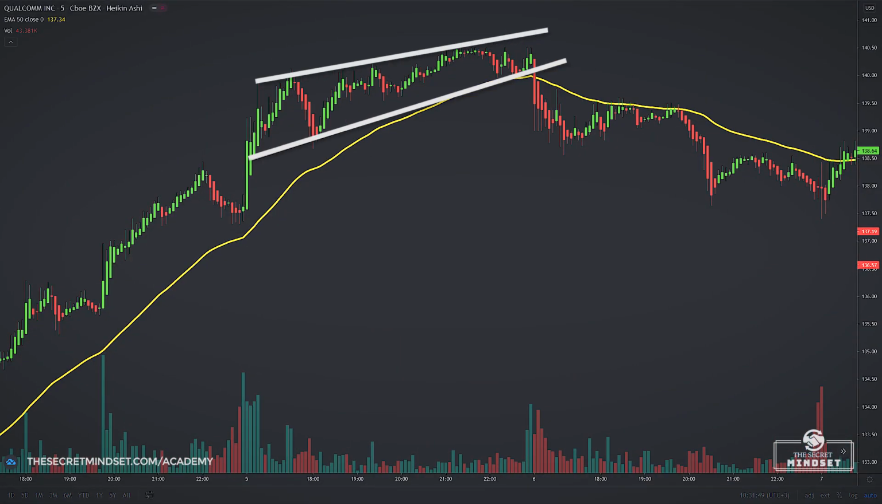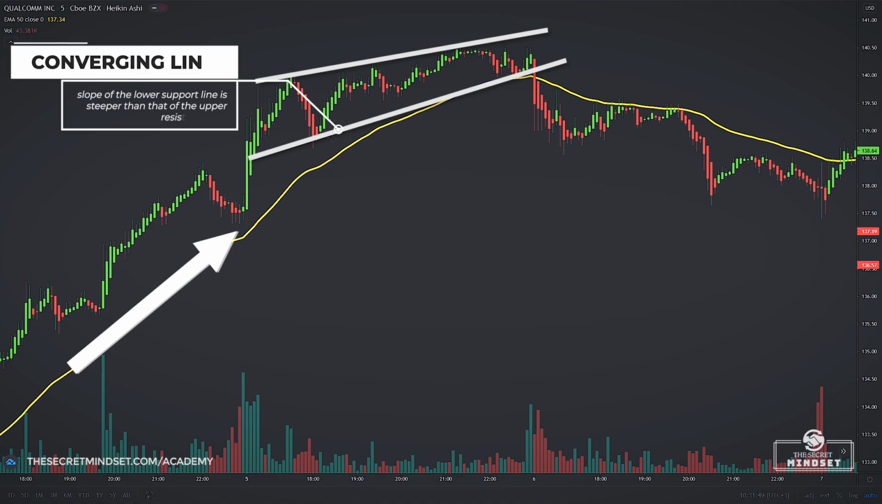Here's an example of a rising wedge we found on this Heikin-Ashi chart. We have the prior uptrend. The upper resistance line and the lower support line converged as the wedge pattern formed. The slope of the lower support line is steeper than that of the upper resistance line. Less slope in the upper resistance line indicates that momentum is weakening, as the price makes new highs.